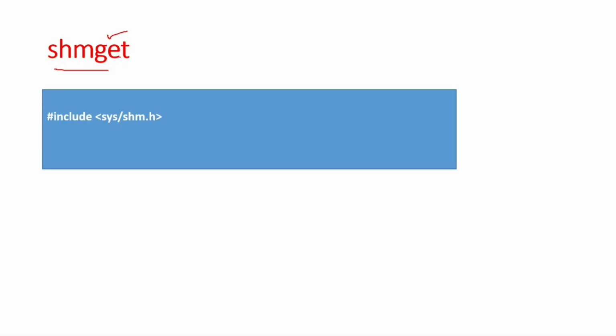Let us now see the syntax of this. Obviously it will return an integer, which is nothing but the identifier, and these are the parameters that are passed. So we have to pass the key.